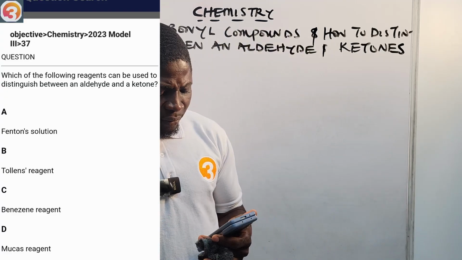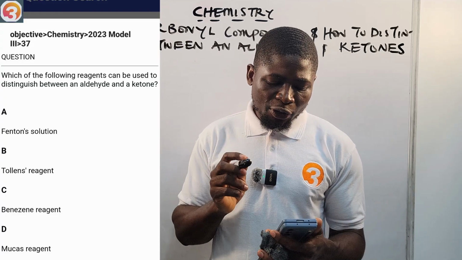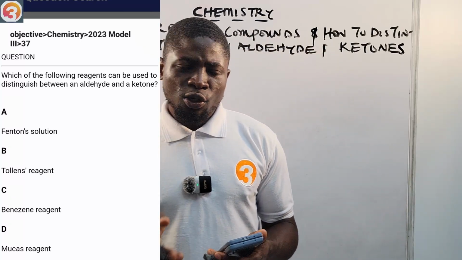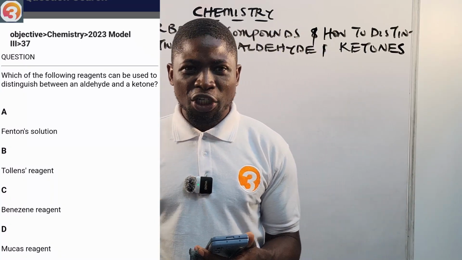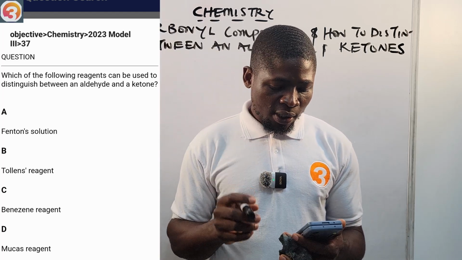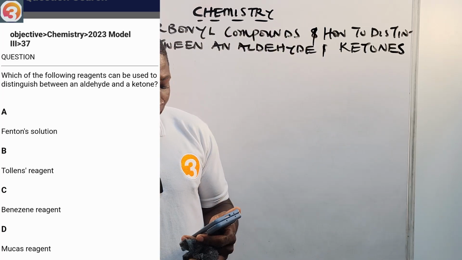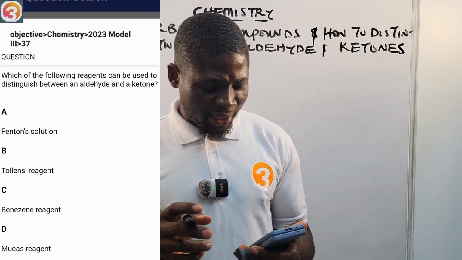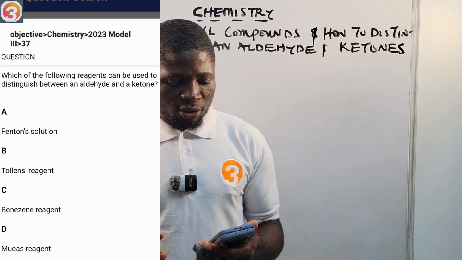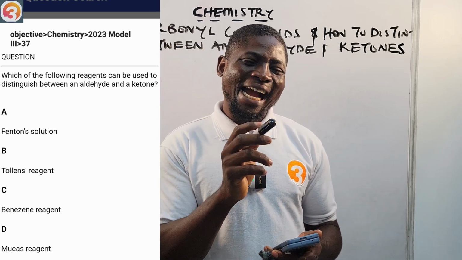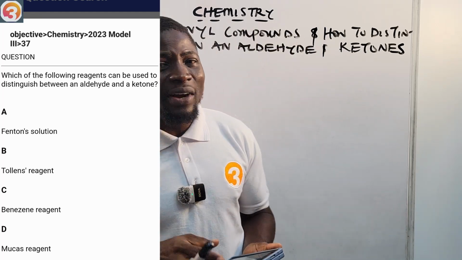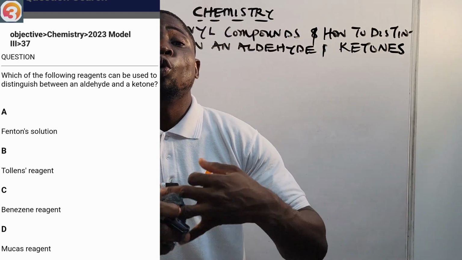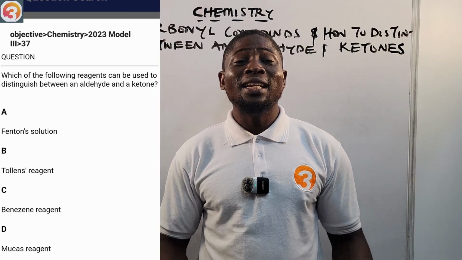It says, which of the following reagents can be used to distinguish between an aldehyde and a ketone? A says Fehling's solution. B says Tollens' reagent. C says Benedict's reagent. D says Lucas reagent. We will come back to this question at the end of the class because we believe in giving you value first before answering questions. Let us teach you first so that once you know, answering questions will be the least of your problems.